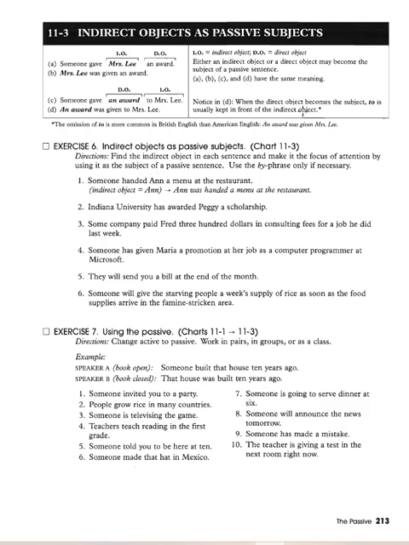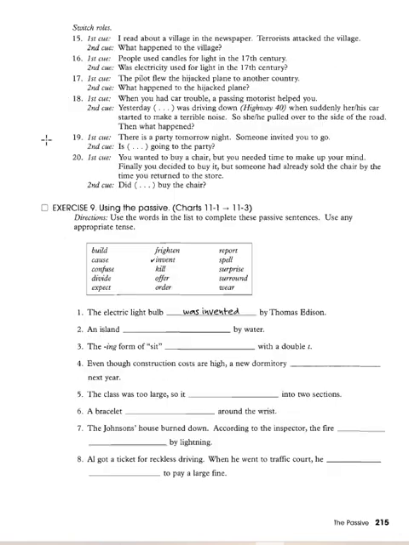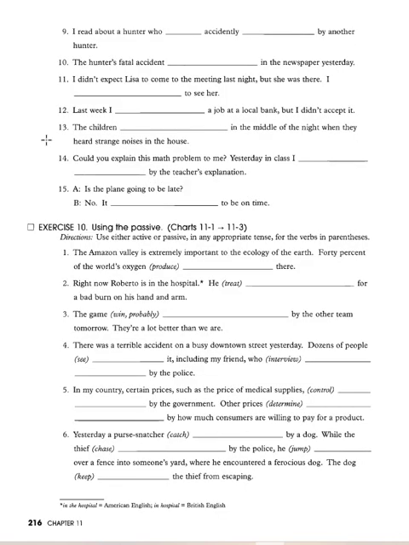Notice, when the direct object becomes the subject, to is usually kept in front of the indirect object. So whenever you have an indirect object, that means it does not come directly after the verb. Direct object is an object that comes directly after the verb. And so you can have both in a passive voice.